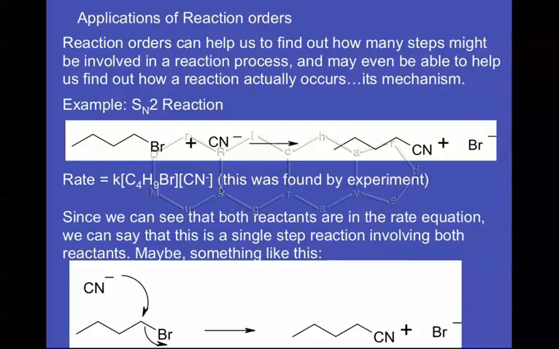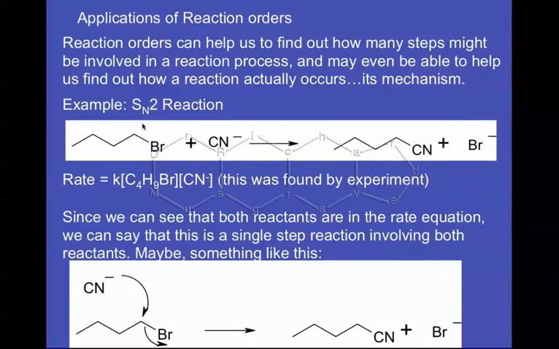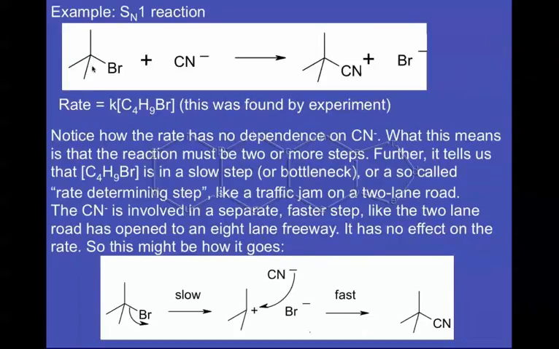Now that's contrasted against the SN1 reaction, which has a slightly different reactant. You notice this is a straight chain here, and this one here is a branched chain, and the Br is sort of in the middle there. Now it turns out when they did the same kind of experiments on that one as they did on the previous one, the rate equation came out to be rate equals k [C4H9Br]. Notice there's no CN- anywhere in here. So the rate does not depend on the CN- at all, it only depends on the C4H9Br, this one here, and that's it.